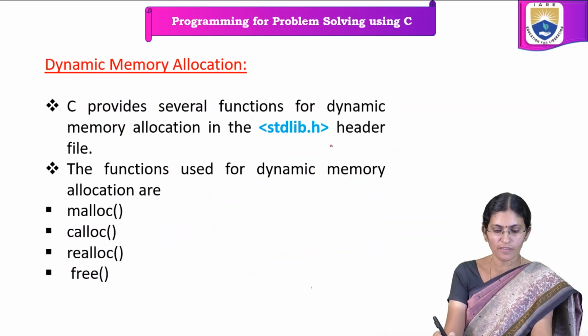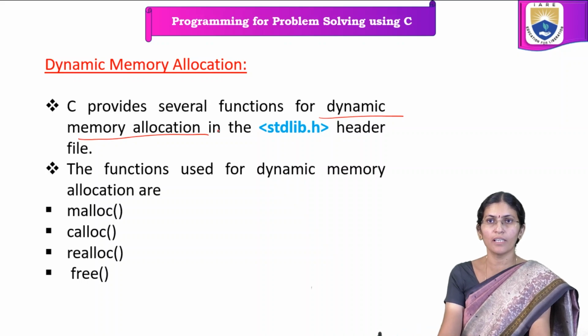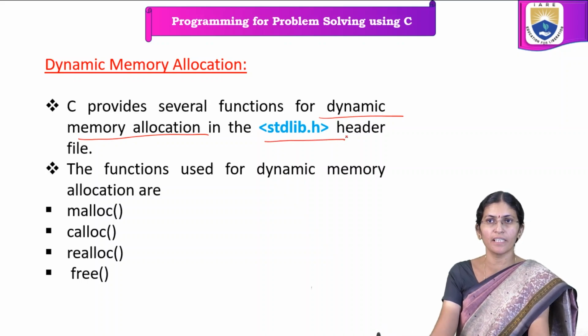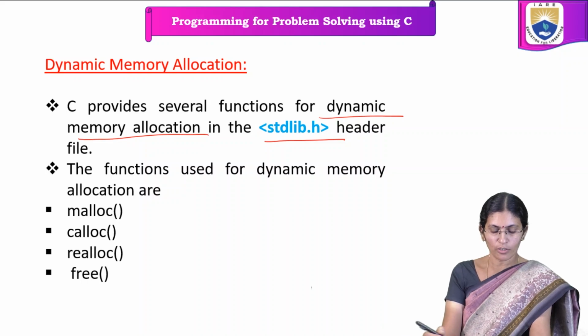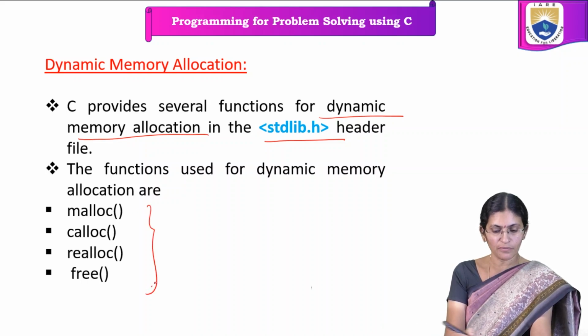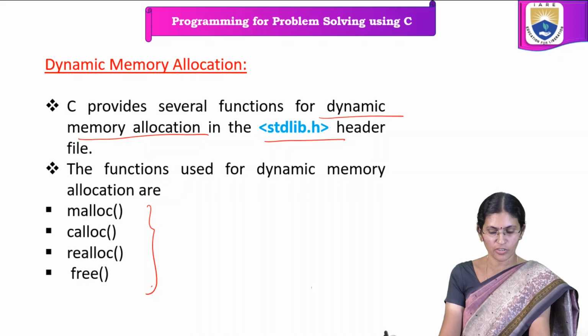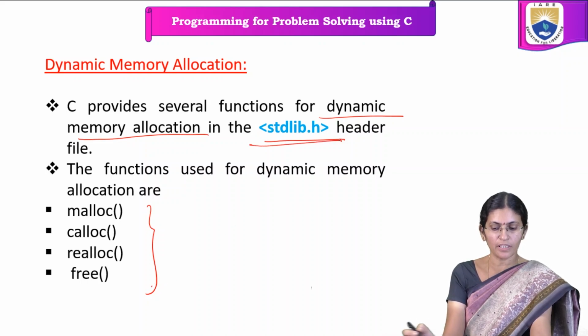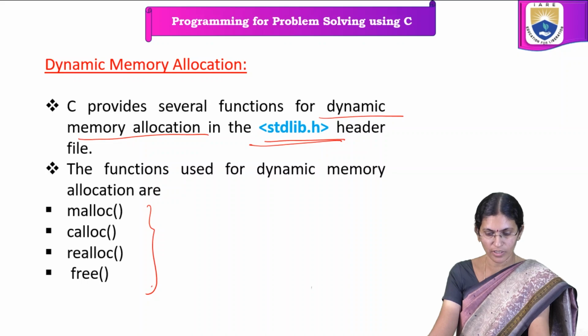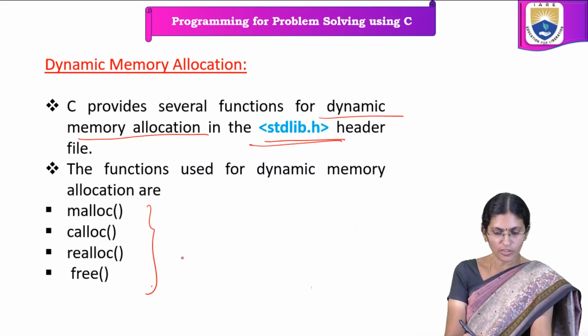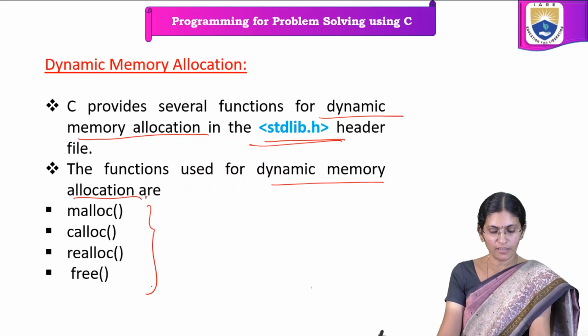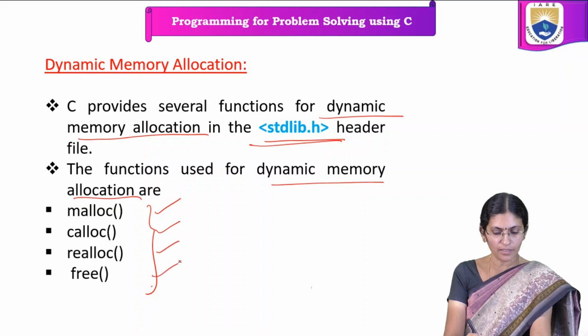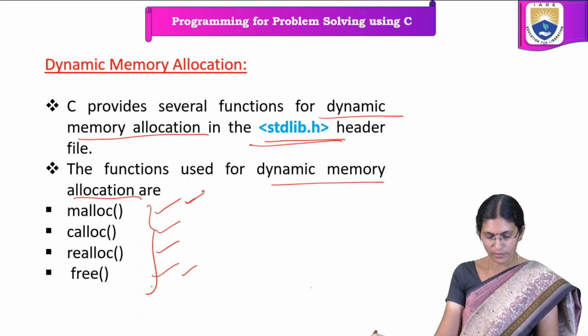There are several functions for dynamic memory allocation. These are declared in the stdlib.h header file. In order to use these functions, we have to include the header file stdlib.h in our program. These are the functions responsible for dynamic memory allocation. First one is malloc, then we have calloc, then realloc, and then free. The most widely used are malloc and free. Let us see them one by one in detail.